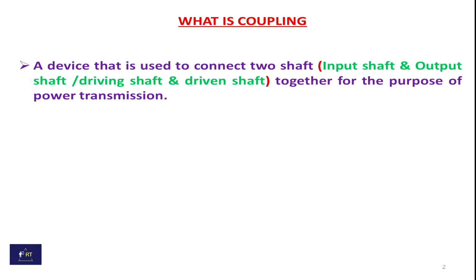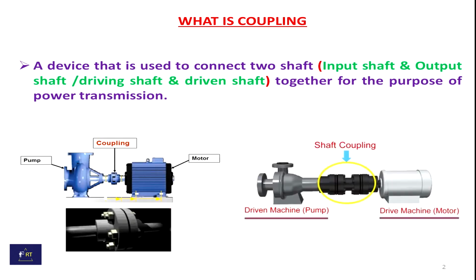Two shaft means here one is input shaft, another is output shaft. This is the image of coupling which is connected pump and motors.